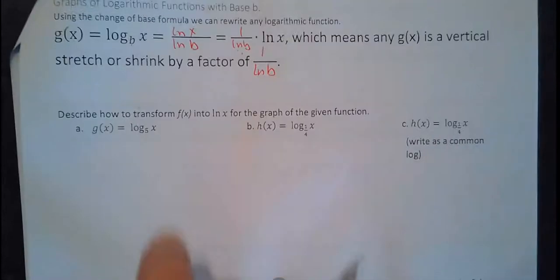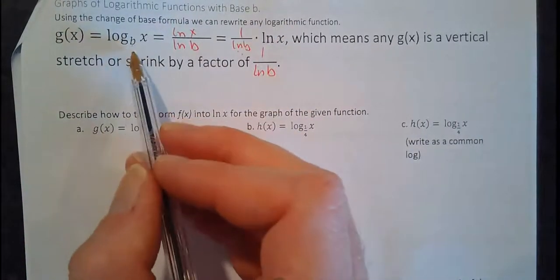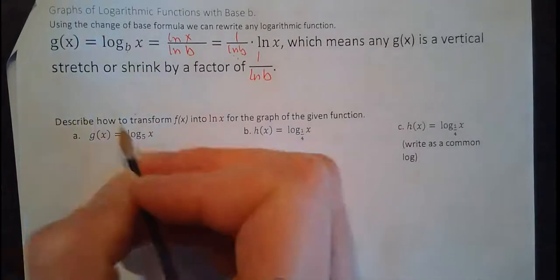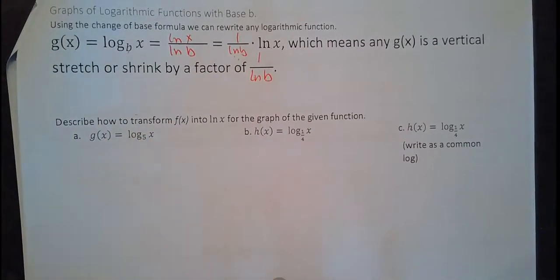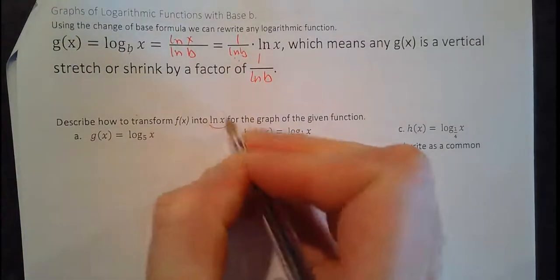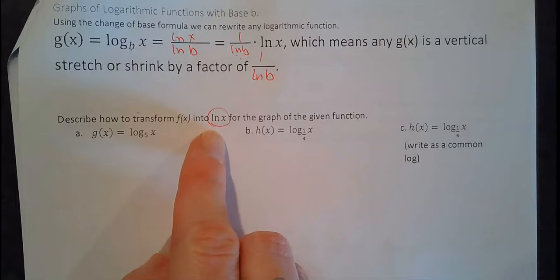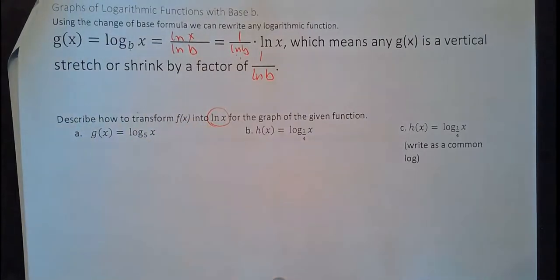So what we could do is, if I give you the log with any base of x, you could use the graph of the natural log of x or the graph of the common log of x, and that's what we'll do here, and just transfer it a little bit or stretch it, shrink it, whatever the case may be. So on this one, if I want to graph log base 5 of x, how would I transform natural log of x to get that? What kind of a vertical stretch or shrink is it? Because they have the exact same special point. They both go through (1, 0). How much of a stretch or a shrink is it?